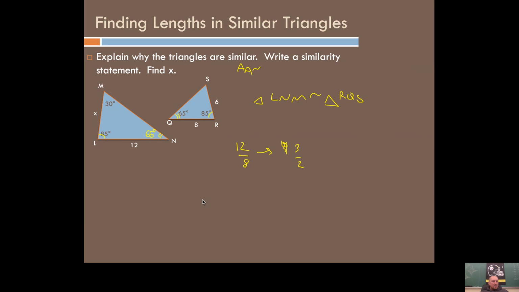Now I know this X goes with the 6, not because it's the only number there. Look at the angles, 85, 30. This is 85, that's 30. So the X goes with 6. 2 times 3 is 6, 3 times 3 is 9.